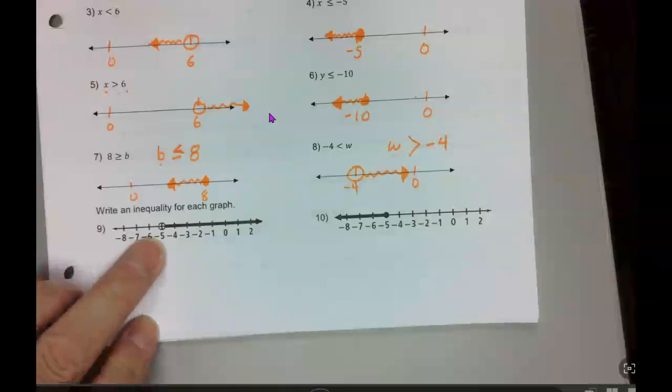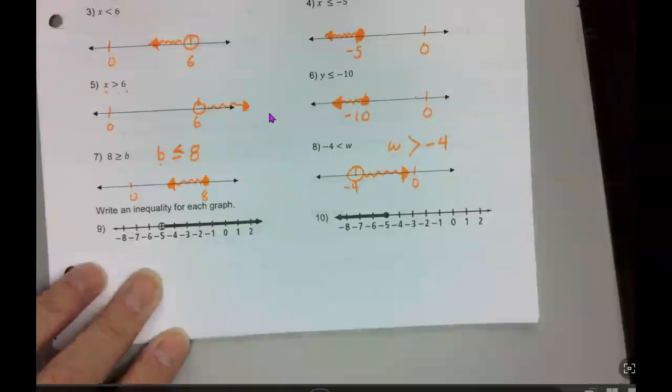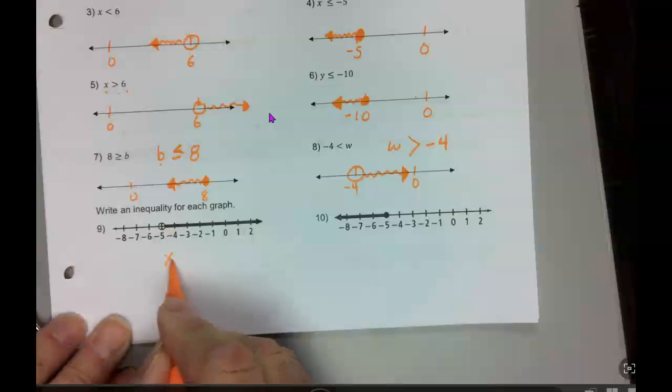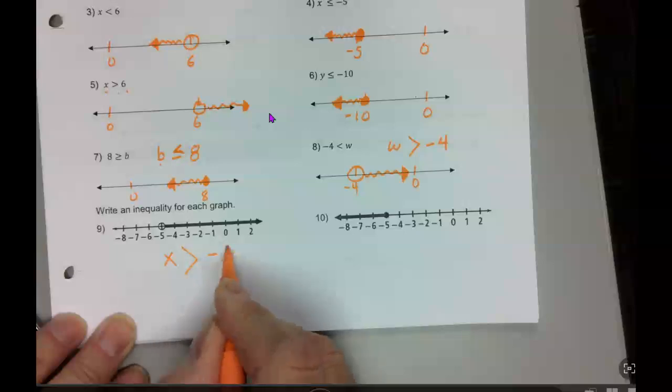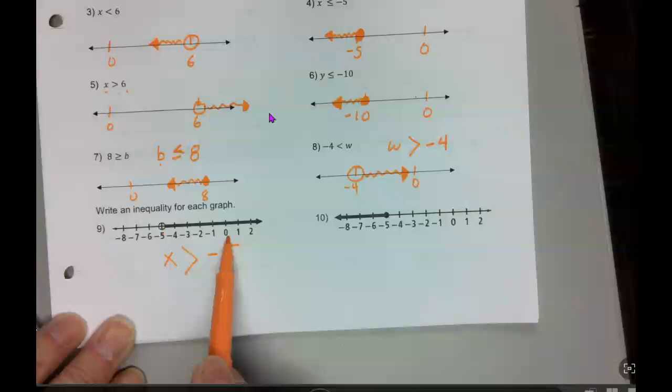Okay, now they want you to take a graph and write the inequality. Okay? Okay, this is going to be x is what? Greater than -5 or less than -5? Greater than -5. Why do I not have an equal sign? Because it has what kind of a circle? Open. Pick a number over here and see if it works. Plug in 0. Is 0 greater than -5? Yes. Pick another number, -2. Is -2 greater than -5?